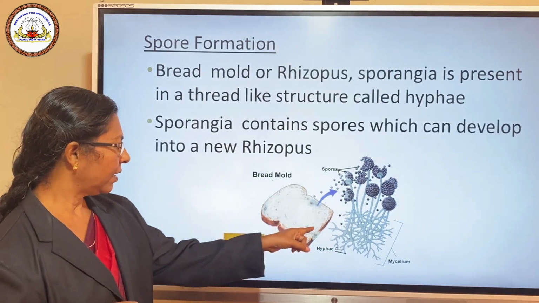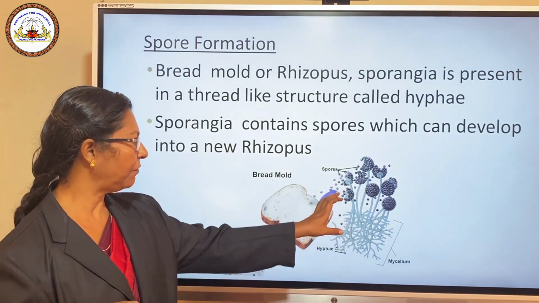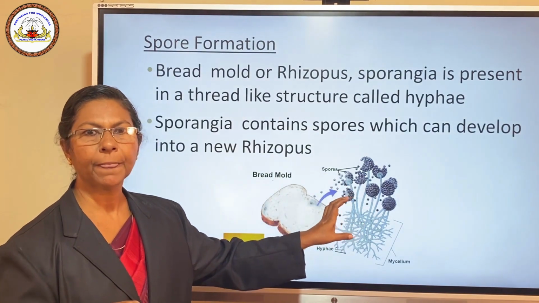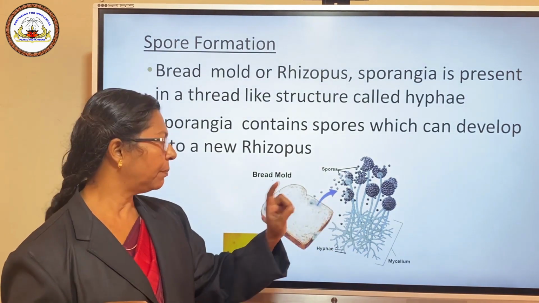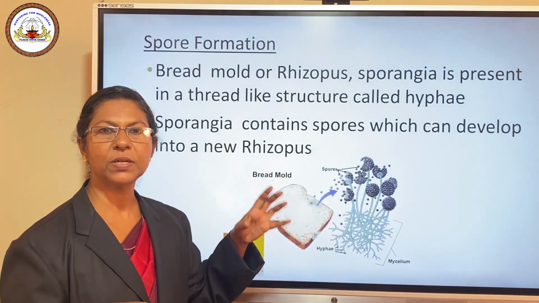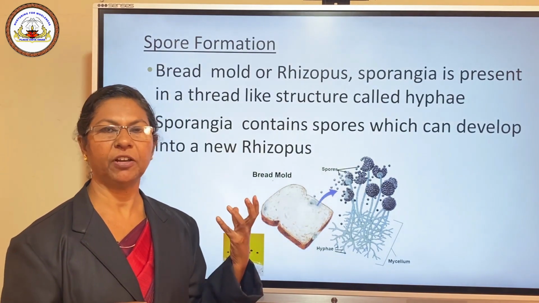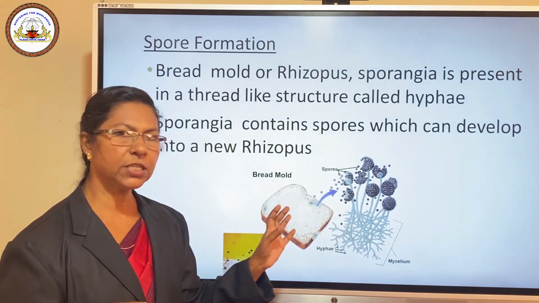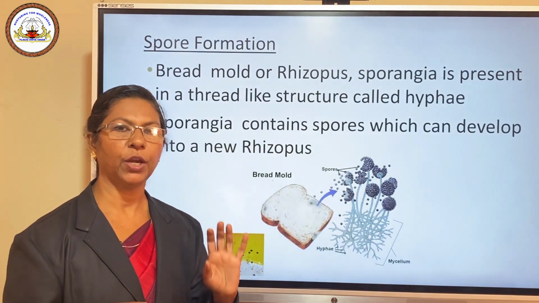Here you can see a small slender thread-like structure known as hyphae. On this hyphae you can see the sporangium, and the sporangium contains spores. This sporangium breaks and liberates the spores into the air, and these spores are covered by a thick protective layer to withstand any unfavorable conditions. When a spore falls on a suitable substratum, it develops into a new mold.